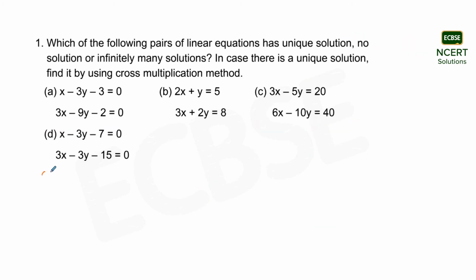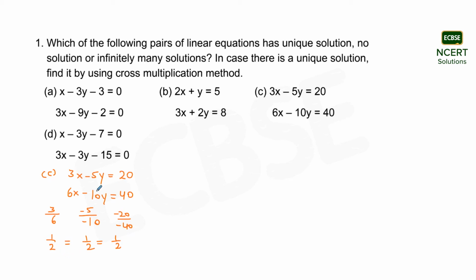Now coming to the C part, here the two equations being provided are 3x minus 5y is equal to 20, and the second equation is 6x minus 10y is equal to 40. So again the first step is to find the ratios a1 by a2 and b1 by b2. So in this very question, a1 by a2 will be 3 by 6, b1 by b2 will be minus 5 by minus 10, and c1 by c2 will be minus 20 by minus 40. So on simplifying this, I'll be getting 1 by 2, 1 by 2 and 1 by 2. That is, a1 by a2 is equal to b1 by b2 is equal to c1 by c2.